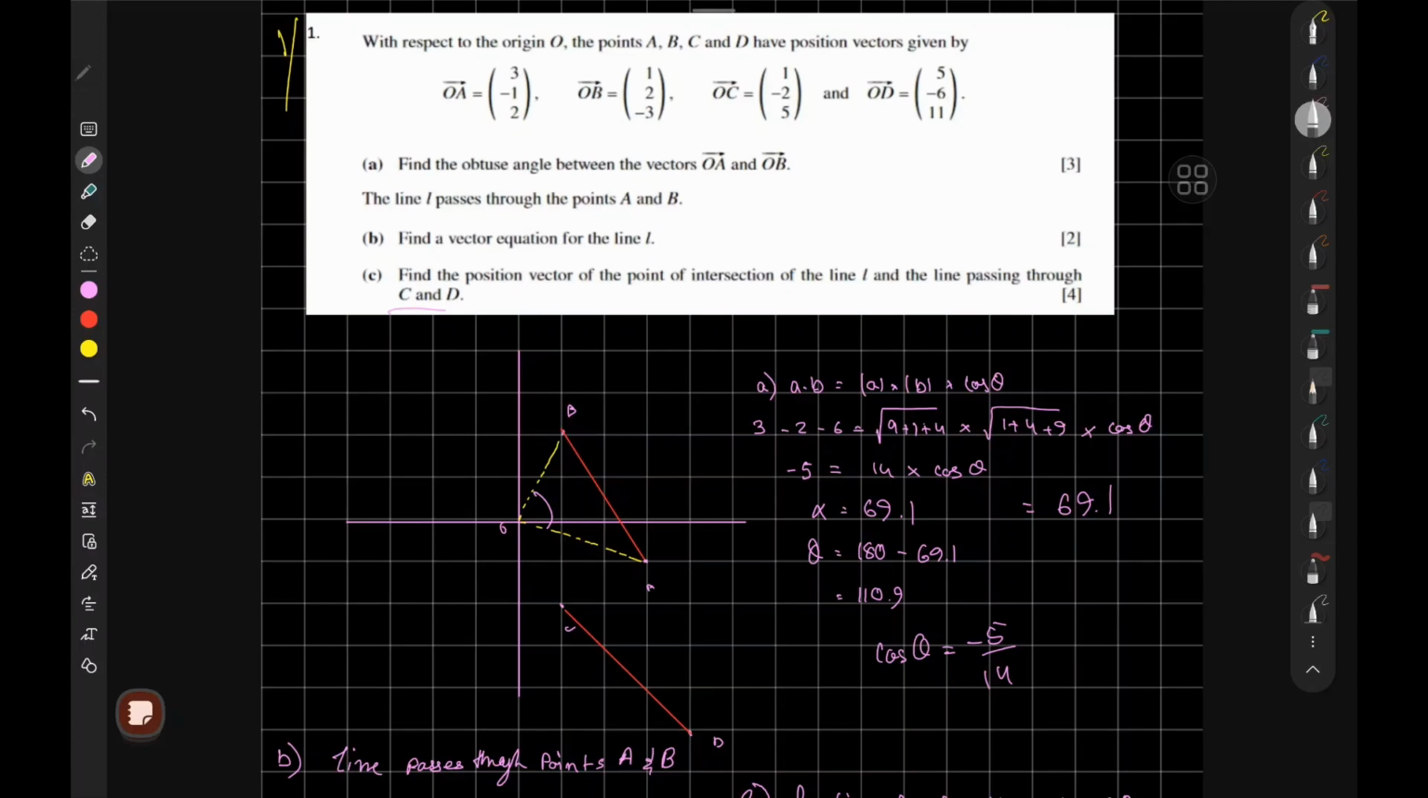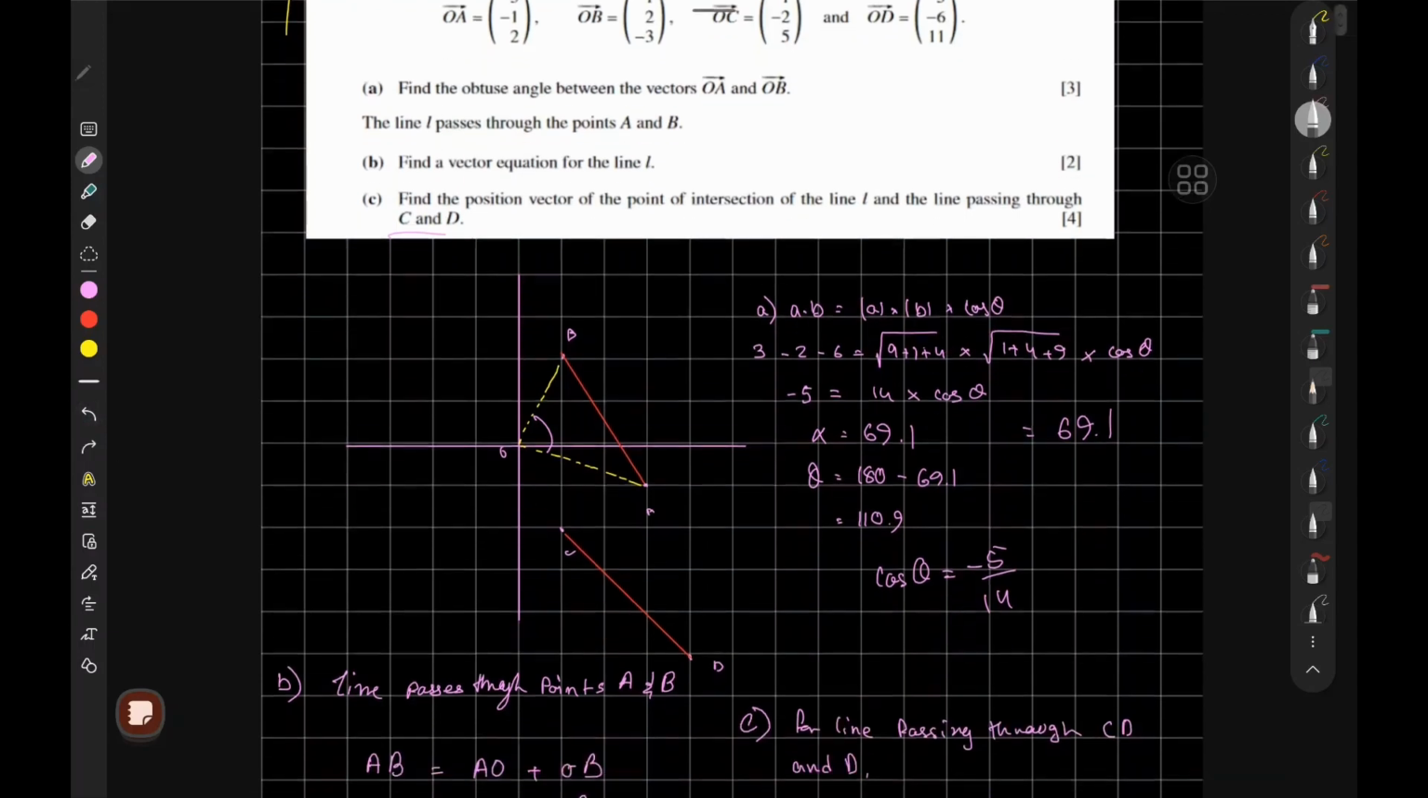On the right hand side, the modulus of A is the root of the squares of all of these: 9 plus 1 plus 4, that is 3 squared plus 1 squared plus 2 squared, times the modulus of B, which is 1 squared plus 2 squared plus 3 squared minus 3 squared. The value we get after multiplying both of these is 14. So cos theta turns out to be minus 5 by 14. This is your cos theta value.